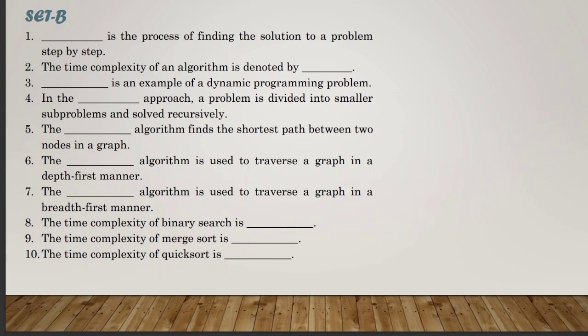Seventh, the dash algorithm is used to traverse a graph in a breadth first manner. The answer is breadth first search. Eighth, the time complexity of binary search is order of log n. Ninth, the time complexity of merge sort is order of n log n. 10th, the time complexity of quick sort is order of n log n.